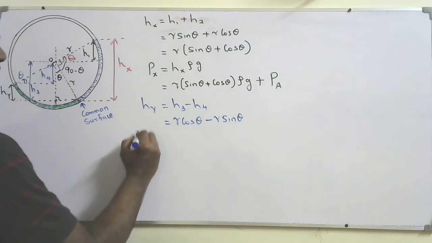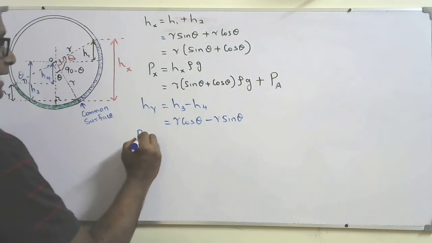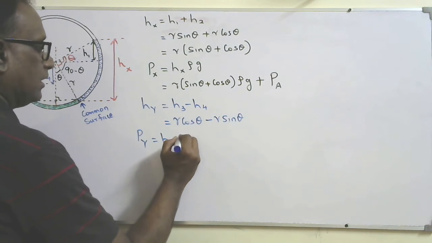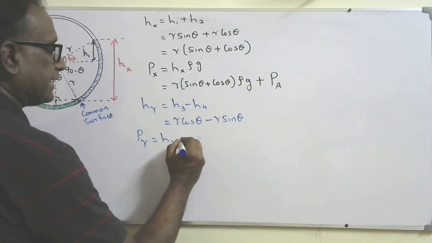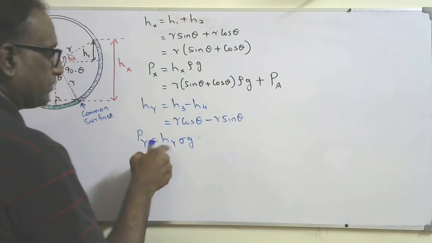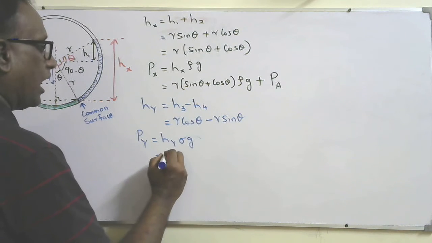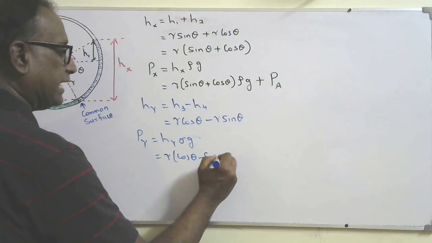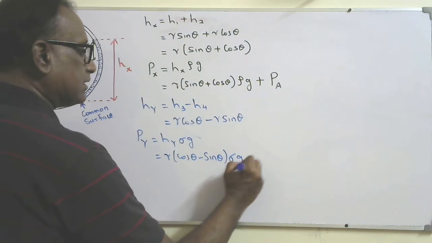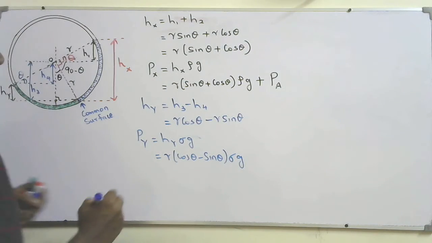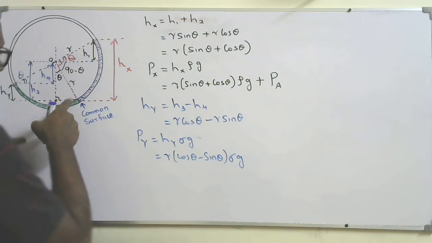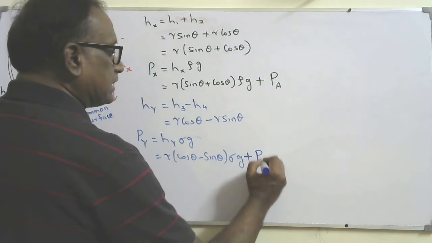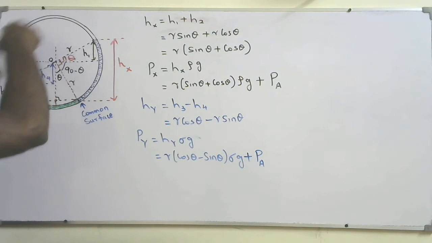So the pressure due to liquid Y, PY, at the common surface is equal to HY sigma g. Sigma is the density. Instead of HY, I can substitute this one and take R common: R cos theta minus sin theta, sigma g. And the total pressure at the common surface is given by plus the atmospheric pressure due to the air column inside, PA.